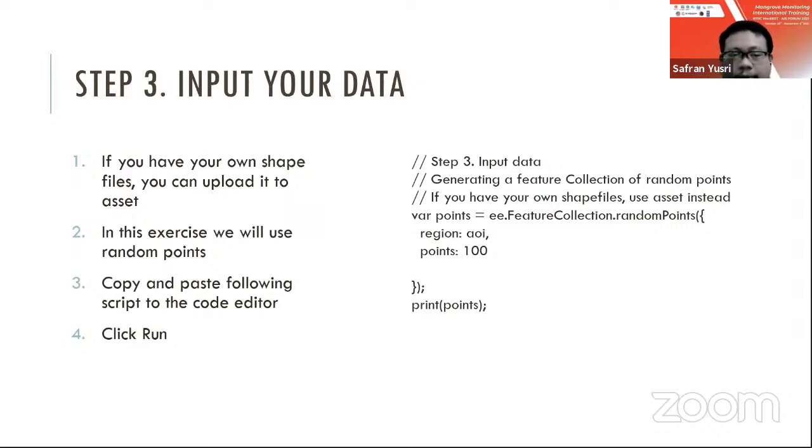What this step does: if you have your own shapefile, you can upload it later on for your exercise. But in this exercise, we're going to use whatever we have in Google Earth Engine for the sake of time. The first step is to provide the input data. In this step, we're going to generate a feature collection of random points, consisting of 100 random points inside the region of interest. You can copy and paste this script and then click run.